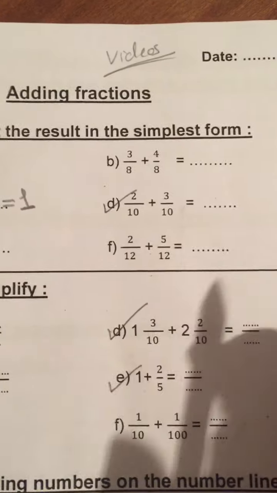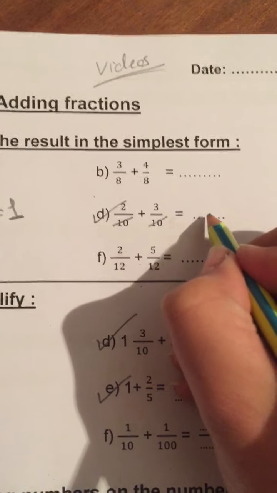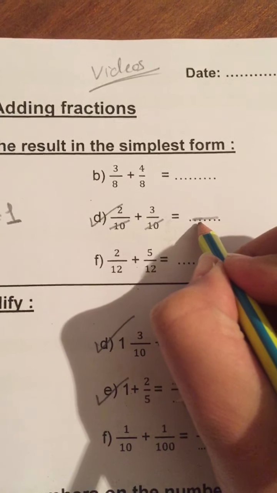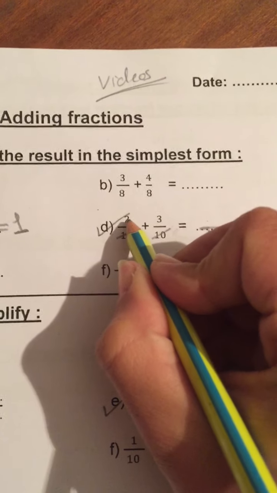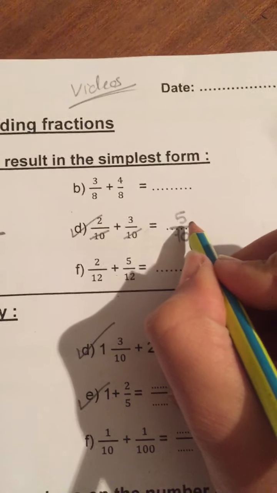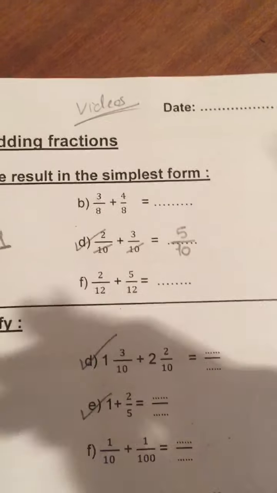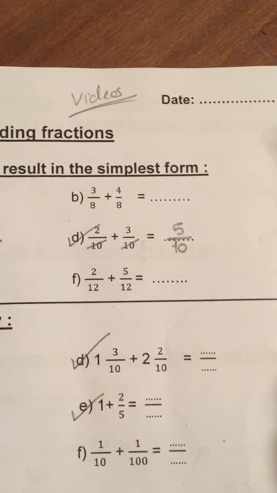Okay, D. Here the denominators are the same, so I have no problem. So I'll put the denominator as it is, which is 10. So what to do now? Add the numerators. 2 plus 3 equals 5. So the result here is a proper fraction. And I just said when I have a proper fraction, I have to simplify it.